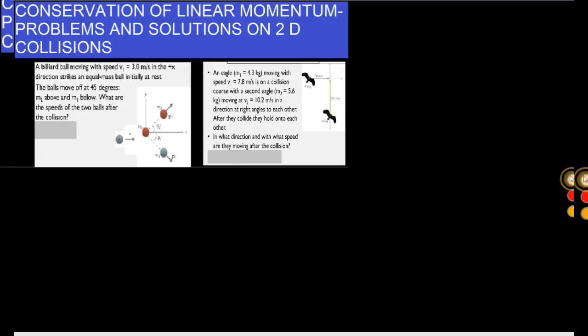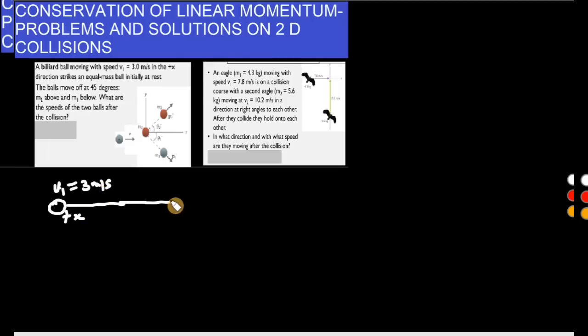So let's make a sketch of this. Of course, it is already given. So we have a billiard ball. This is the first ball moving at this velocity. I'll be labeling it u1. This is 3 meters per second in the positive x direction. This is the positive x direction.